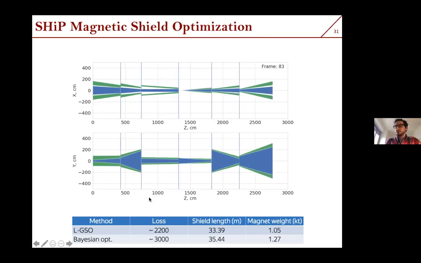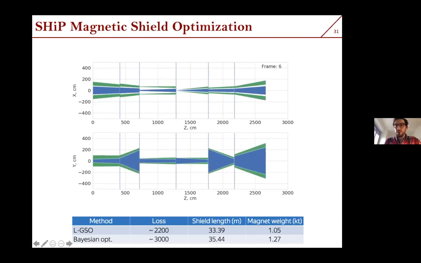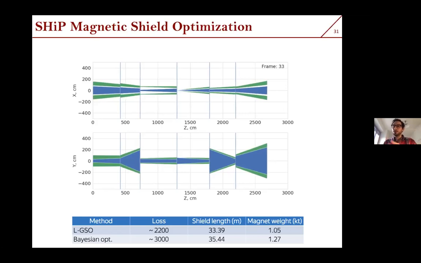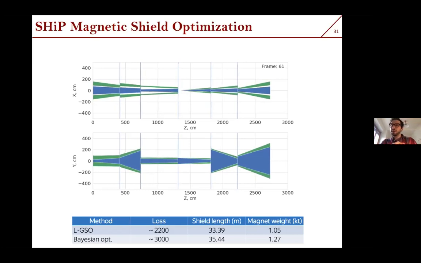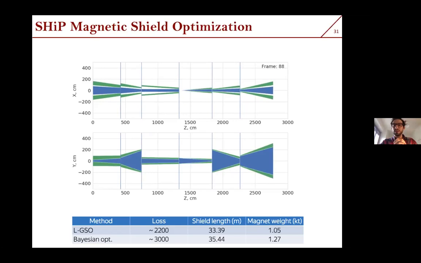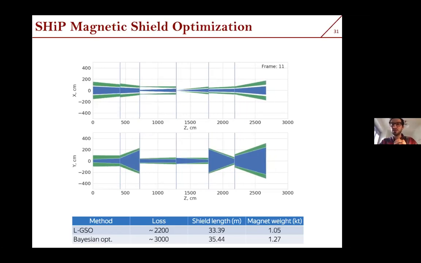When compared to a recent approach to do this with Bayesian optimization, we were able to not only get a better loss, basically sweeping more muons away, but also a shorter and lighter magnet. Now, this is still a simplified simulation, but I think it's exciting for application in more realistic settings.